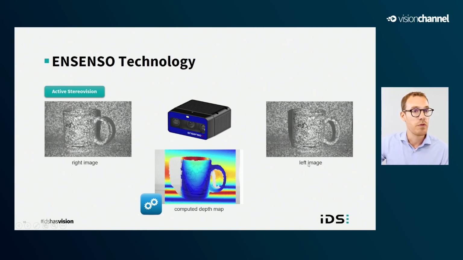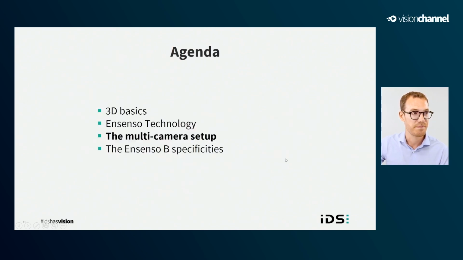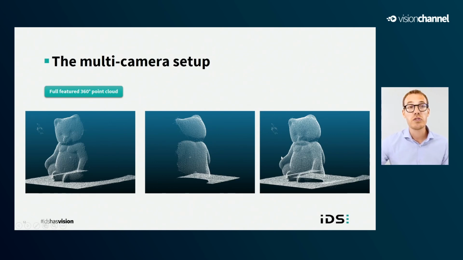Actually, there is an easy way to overcome this issue. This is to work with multiple cameras. So the multi-camera setup, how does it work? Because the projected pattern that we have on an Ensenso camera is only there to add contrast to the scene, and in opposition with fringe projection techniques that are widely used by 3D camera manufacturers, one can use multiple Ensenso cameras with overlapping fields of view to produce a full-featured 360 degrees point cloud.